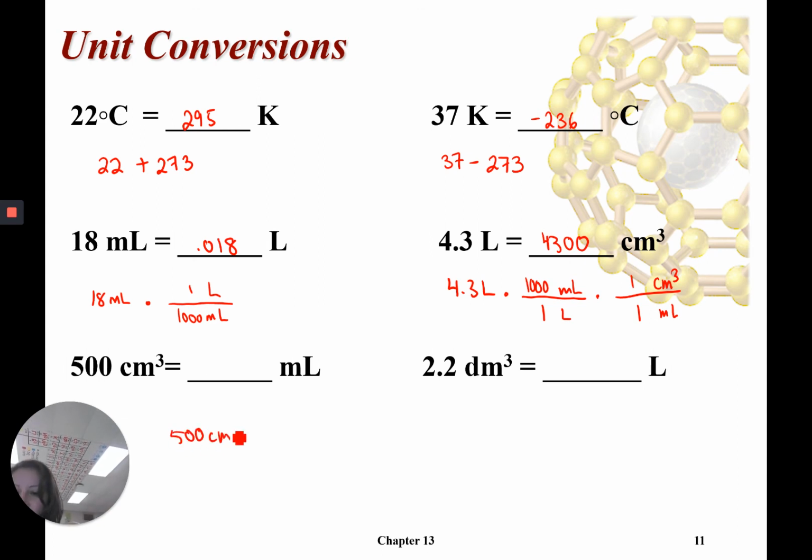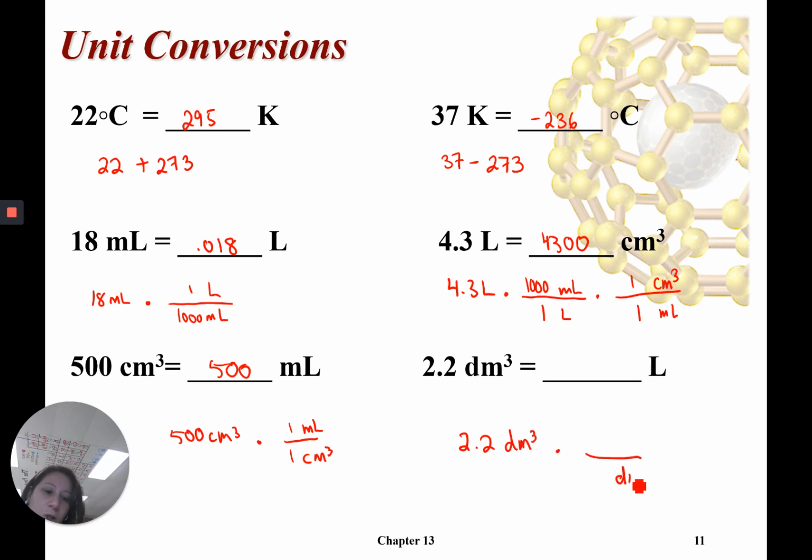500 centimeters cubed. Trying to get to milliliters. And so I know that 1 centimeter cubed is equivalent to 1 milliliter, so it's 500 milliliters. 2.2 decimeters cubed. A decimeter cubed is equivalent to a liter. And so 2.2 decimeters cubed is equivalent to 2.2 liters.